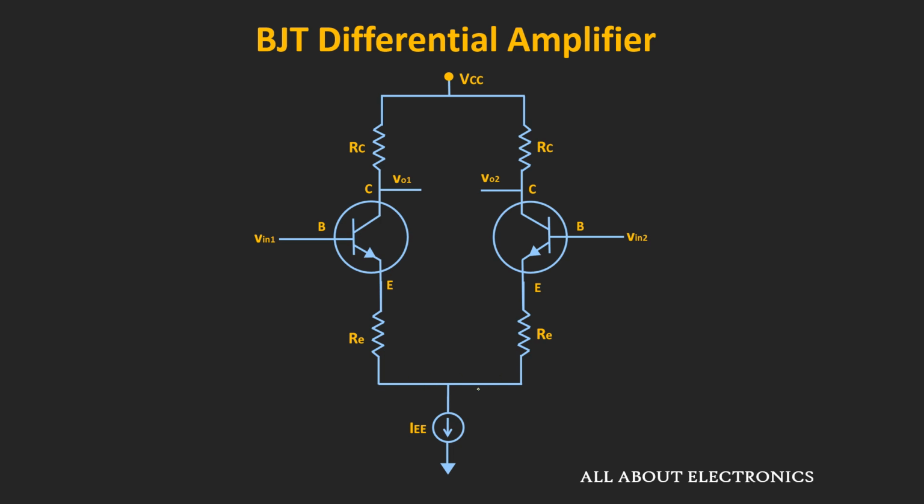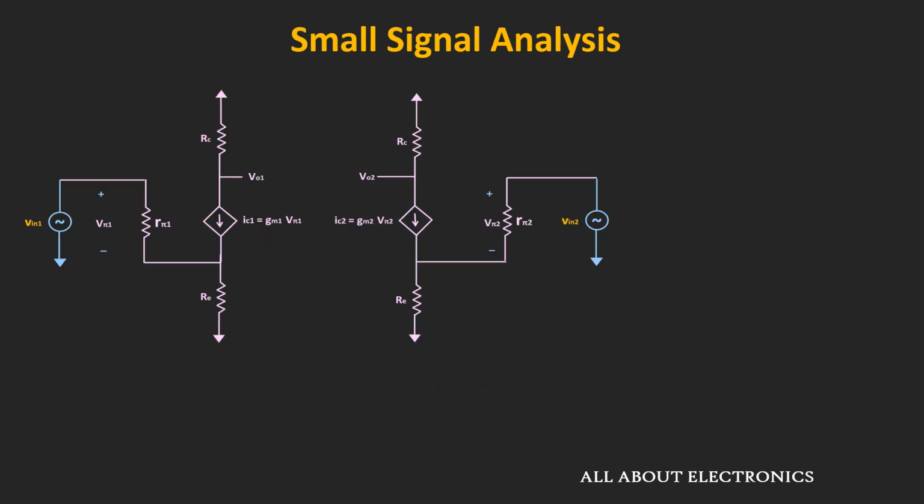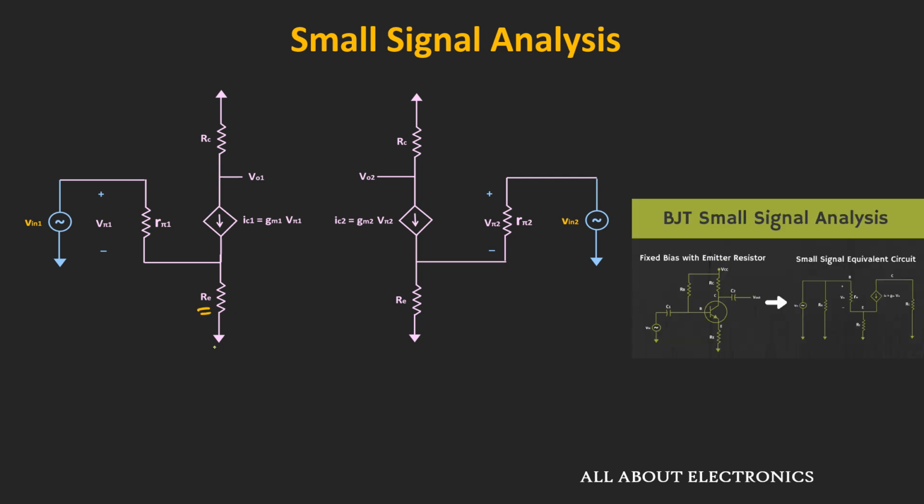So in this case also, this node P will act as a virtual ground. And with that, the small signal equivalent circuit will look like this. Now here, if you see the individual transistor, then it acts like a common emitter amplifier. But here, it is the case of the common emitter amplifier with the emitter resistor. And in one of the earlier videos, we have already derived the expression for this particular case. So for more information, you can check that video.